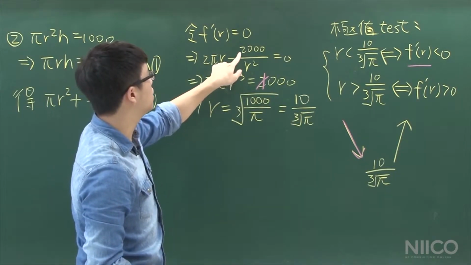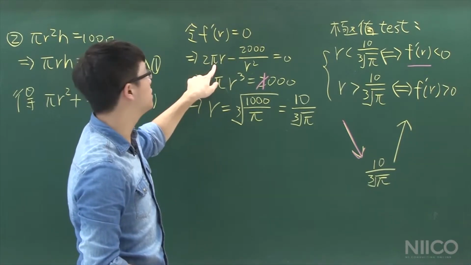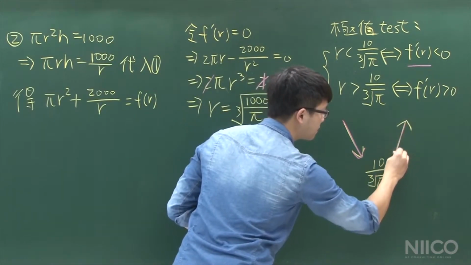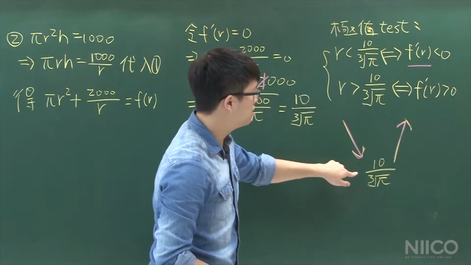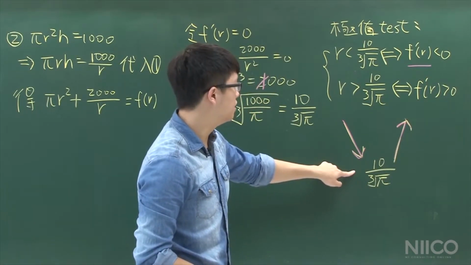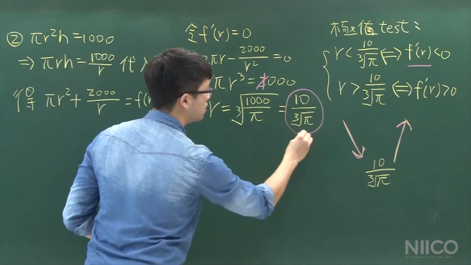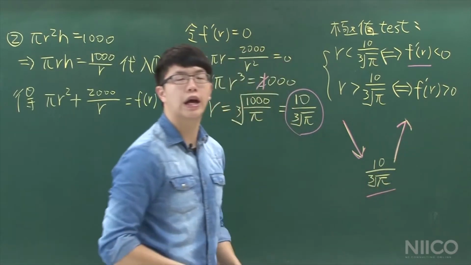On the other hand, for r that is larger than 10 over the third root of pi, the value of f prime of r is positive. So that means that f of r is actually increasing for r that is larger than this number. So we can see that when r equals 10 over the third root of pi, we definitely have a local minimum at this point. So this is the answer of our problem. When r equals this number, we can have a minimum of the surface area.